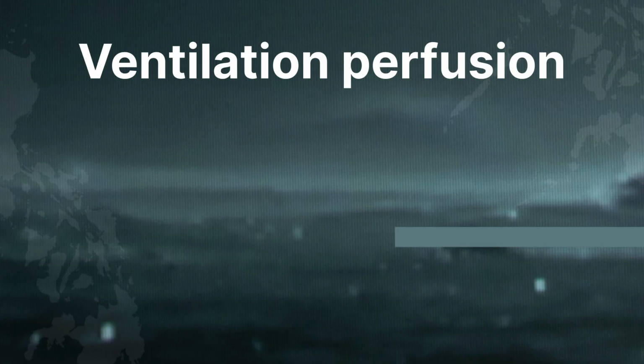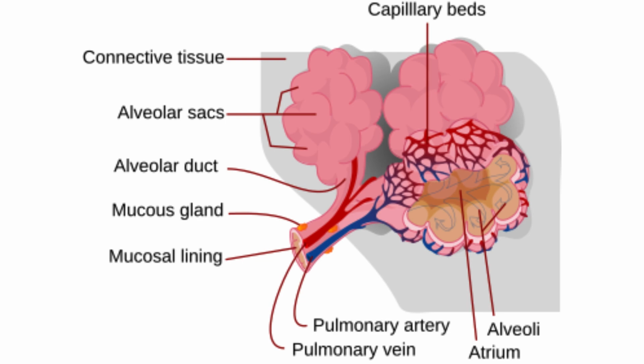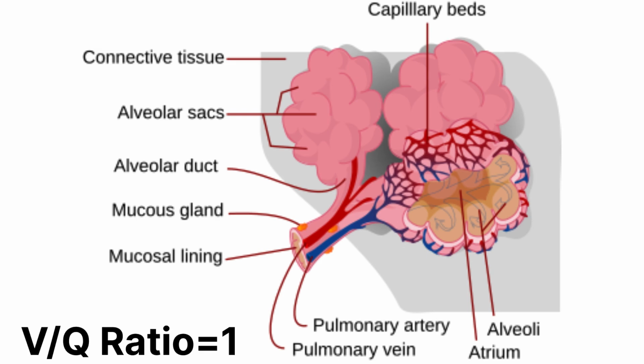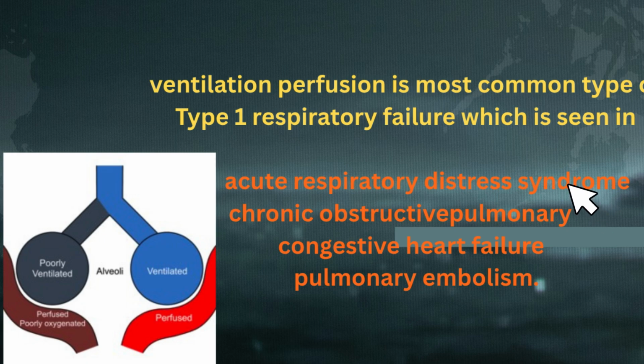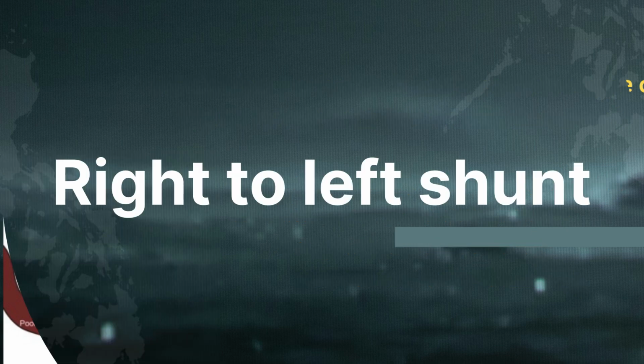Ventilation perfusion. Normally, the alveolar gas composition depends on the balance of alveolar ventilation and pulmonary capillary blood flow that occurs at the alveolar capillary interface. When perfectly matched, the ventilation perfusion ratio is equal to 1. Ventilation perfusion mismatch is the most common cause of type 1 respiratory failure, which is seen in acute respiratory distress syndrome, chronic obstructive pulmonary disease, congestive heart failure and pulmonary embolism.